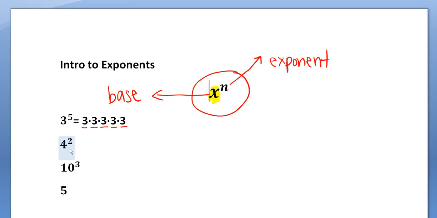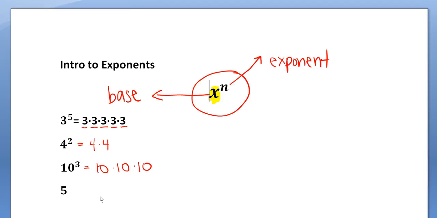4 squared, or 4 to the 2nd power, means 4 times itself 2 times. 10 cubed means 10 times itself 3 times. You can see that these numbers get really big pretty fast when you're dealing with exponents.